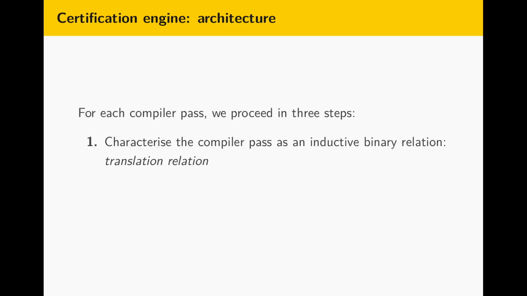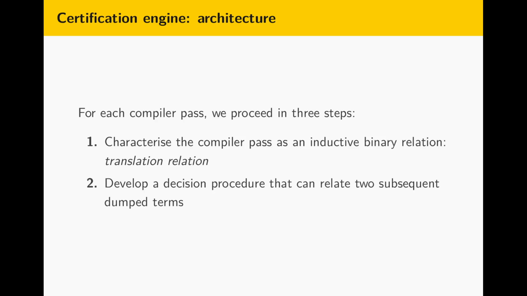Here we typically proceed in three steps for each compiler pass. The first step is that we characterize the pass as an inductive binary relation, which we call a translation relation. Second, we develop a decision procedure that can relate two subsequently dumped terms. And finally, we prove that the translation relation preserves semantics.